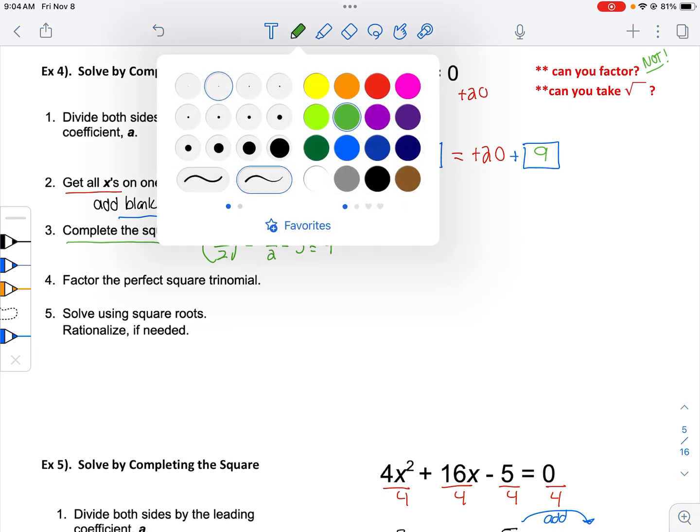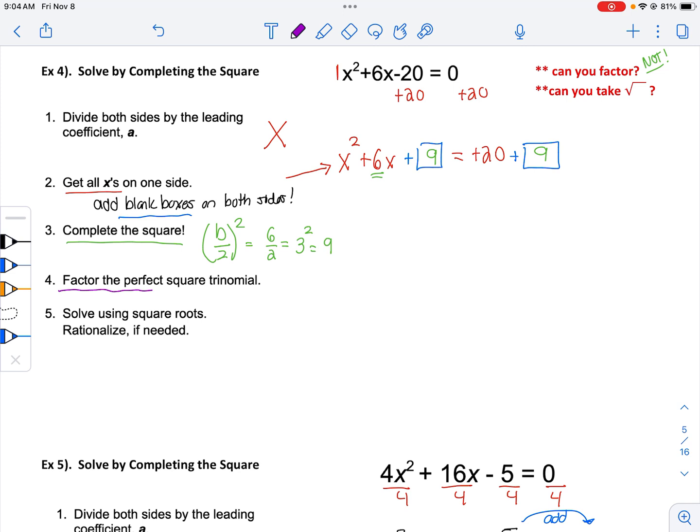Okay, now the next step says factor the perfect square trinomial. A perfect square trinomial will always factor into a quantity squared. Now in class, we talked about how this factoring is done. There's a couple of ways you can look at this factoring. One of the first things I tell people is it's always going to be an x. You're going to use the sign of the middle term, so plus, and then you're going to take half of that b value, 3, and then we're squaring that.